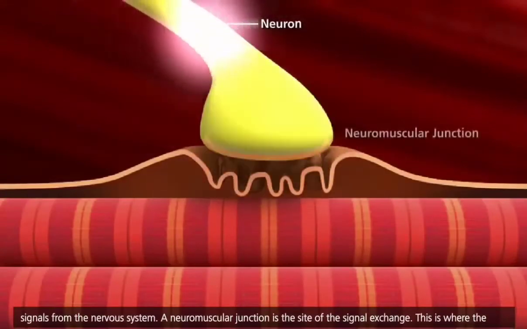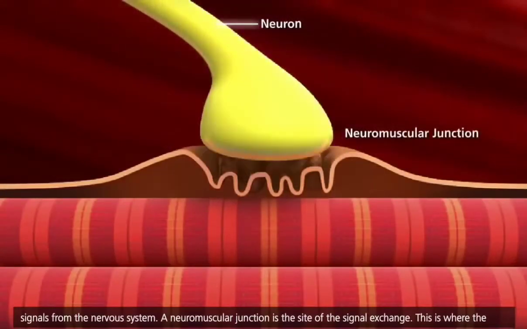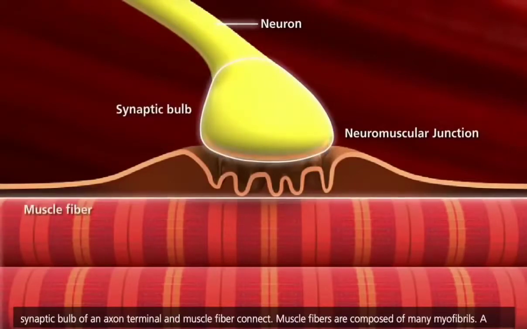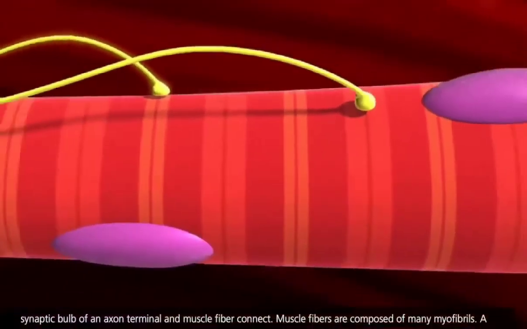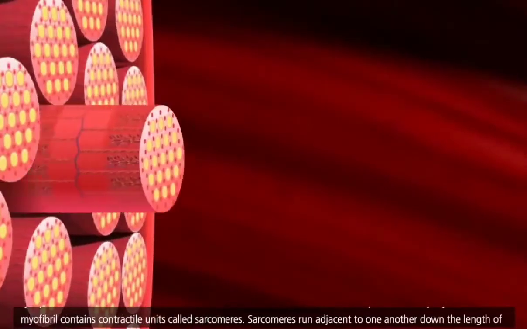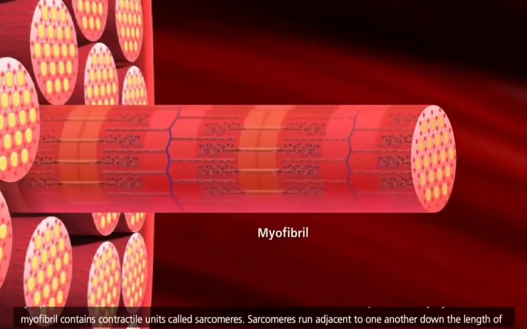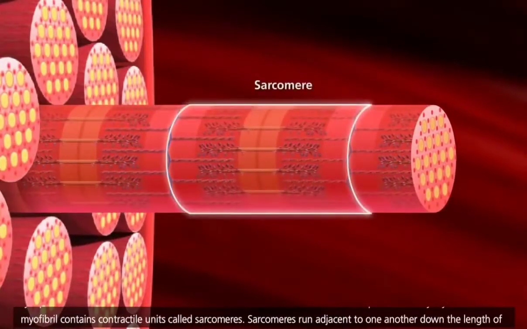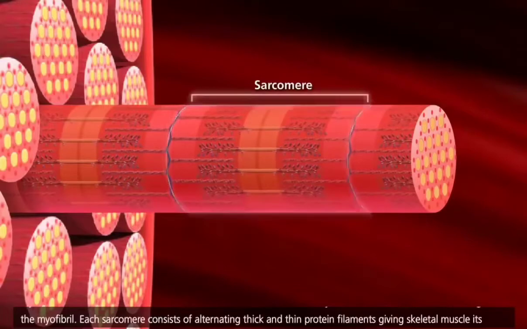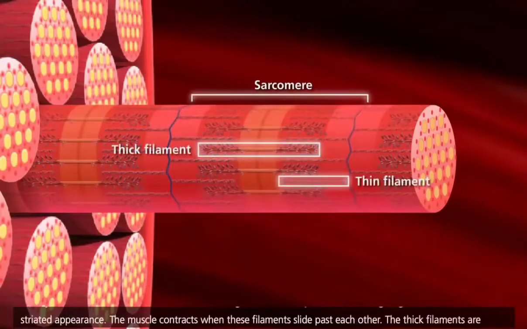A neuromuscular junction is the site of signal exchange. This is where the synaptic bulb of an axon terminal and the muscle fiber connect. Muscle fibers are composed of many myofibrils. A myofibril contains contractile units called sarcomeres, which run adjacent to one another down the length of the myofibril. Each sarcomere consists of alternating thick and thin protein filaments, giving skeletal muscle its striated appearance.